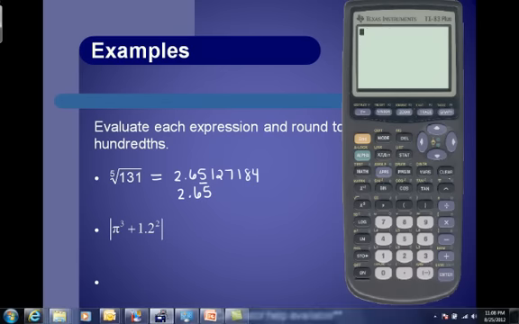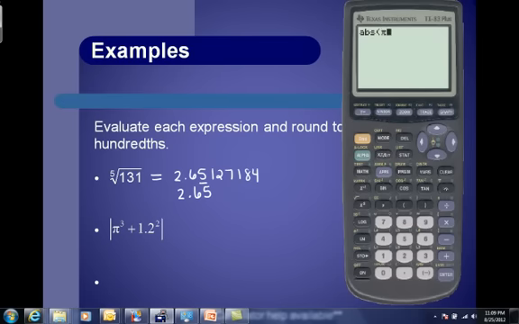This time we're going to evaluate the absolute value of pi to the third plus 1.2 to the second power. So to clear our calculator, now absolute value, we're going to go into our math menu again. This time we're going to slide over to the right to where it says number up at the top. So we're going to right arrow to number, and the absolute value is number 1. So we're going to press absolute value.